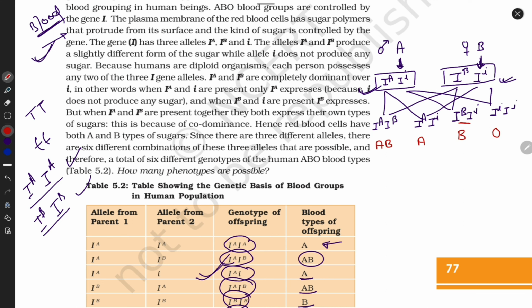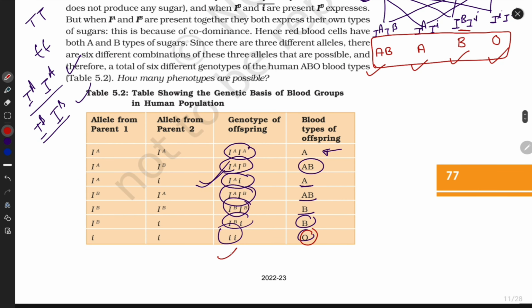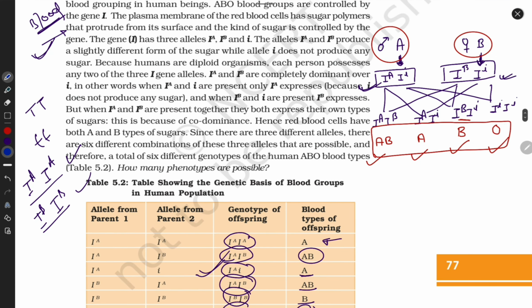And guys, if one parent is blood group A and one parent is blood group B, this is the possibility of offspring, that they may be born with blood group AB, they may be born with blood group A, they may be born with blood group B, they may be born with blood group O. Look at here, blood group O, you have to write down in this manner. Clear? Okay, let's take another.